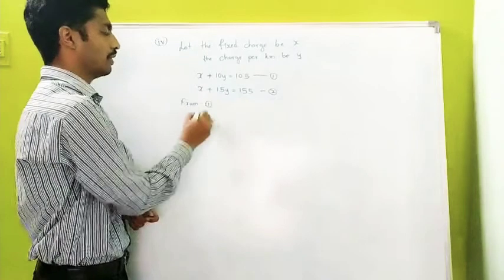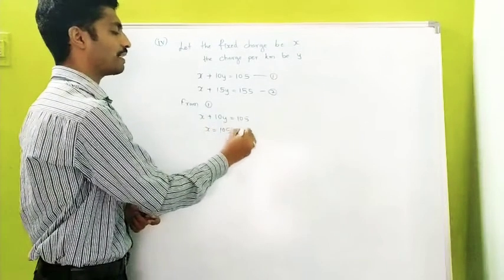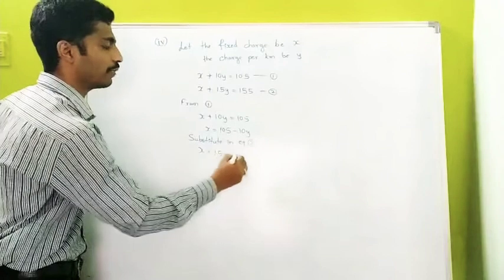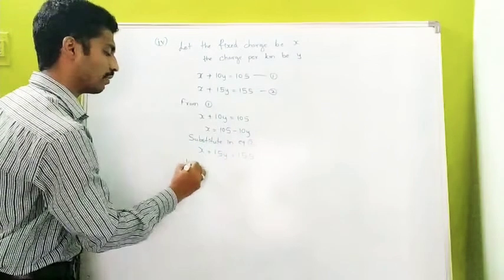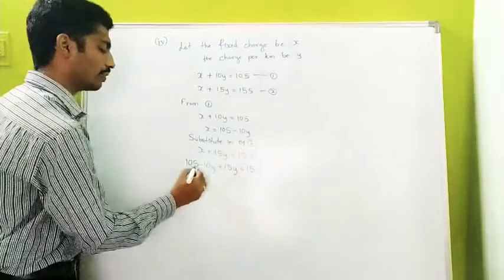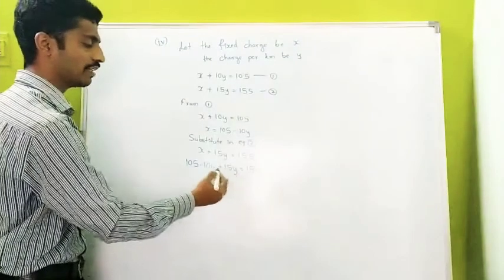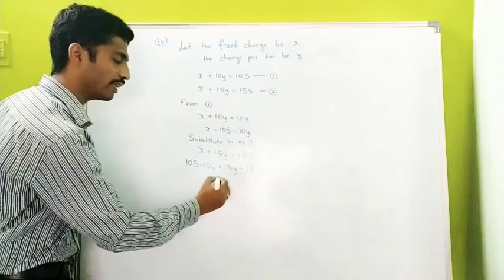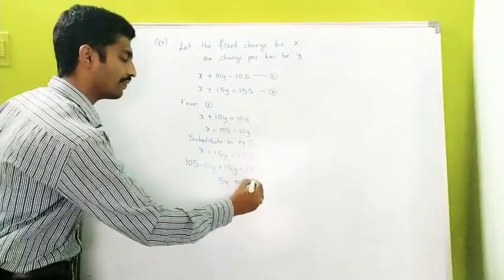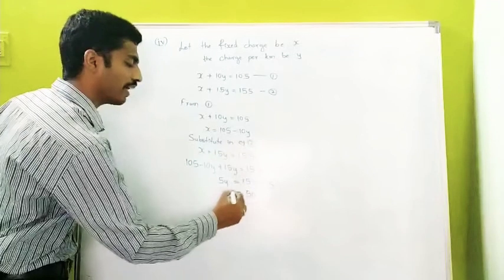So from equation 1, x plus 10y equal to 105, so x equal to 105 minus 10y. Substitute in equation number 2: x plus 15y equal to 155. What is x? 105 minus 10y plus 15y equal to 155. Take 105 to the right side: minus 10y plus 15y, you have to do the subtraction, 15 minus 10 gives 5y, equal to 155 minus 105, which is 50.